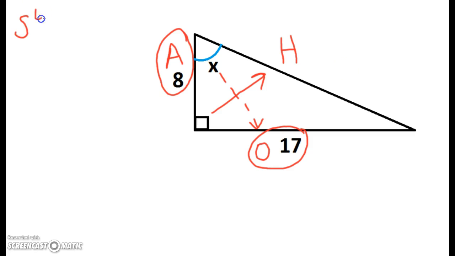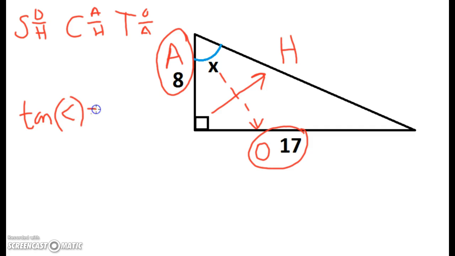So if we look at our trig stuff, SOHCAHTOA, this is just another way to write it. I'm looking for the one that uses A and O. Well, sine uses O and H, and I don't know H, so I can't use sine. Cosine uses A and H, and again, I don't have H, so I can't use this. So I'm going to use tangent. And so my equation is the tangent of my angle is equal to O over A.